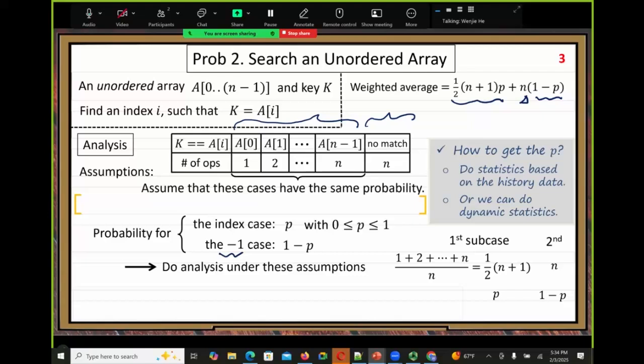Now we derive the formula. So this is our formula, the whole formula here. In this formula, n is the variable. P is the constant. P should be given. P is a known constant, between 0 and 1.